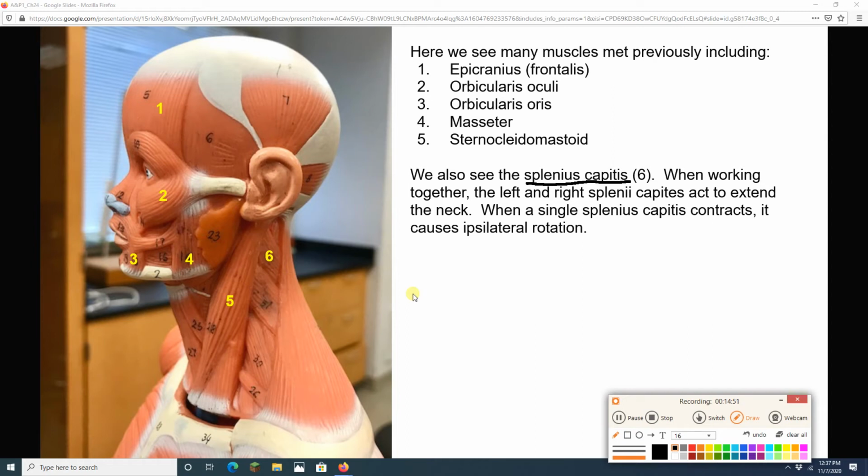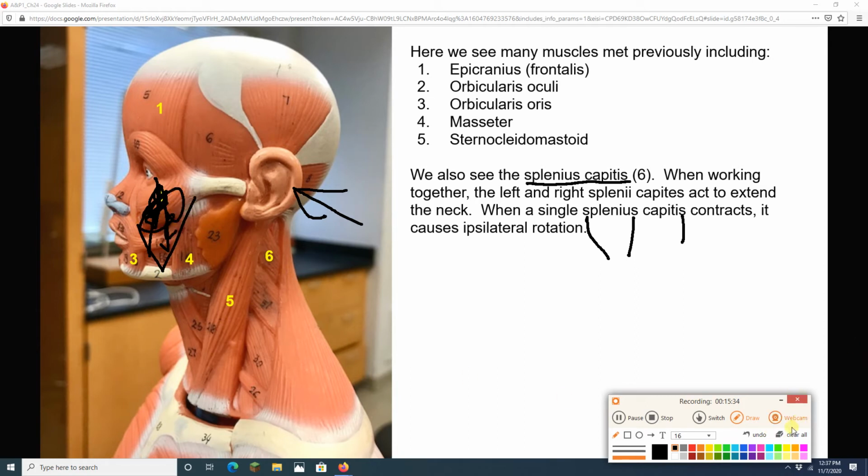All right. Now, let's talk about the splenius capitis when it's acting unilaterally, when just one side is contracting. In that case, it causes ipsilateral rotation. So it turns to the same side. Splenius capitis has more S's because it turns you to the same side. So imagine grabbing this ear and pulling kind of backwards on it. The face would come forward, like out of the computer towards you. I can't draw that perspective.